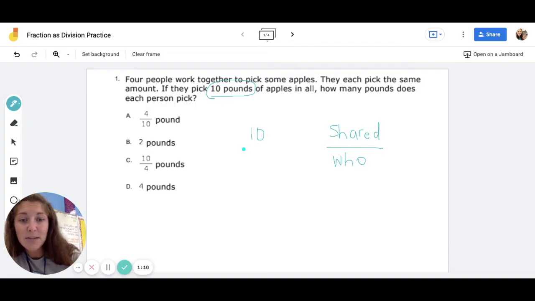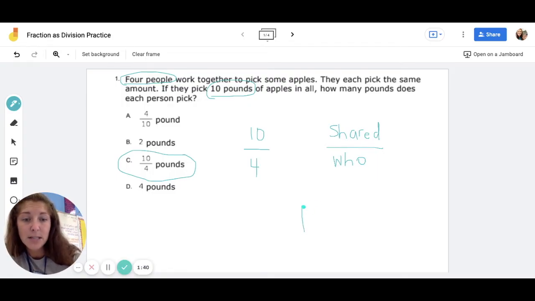And that 10 pounds of apples is being shared between who or what? It's being shared between the 4 people here. So that means that the denominator would be 4. Based on this fraction here, my correct answer would be C. This fraction is 10/4. I can also take this fraction and solve it as a division problem.